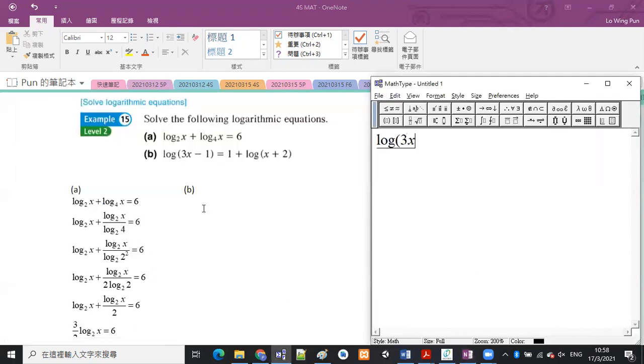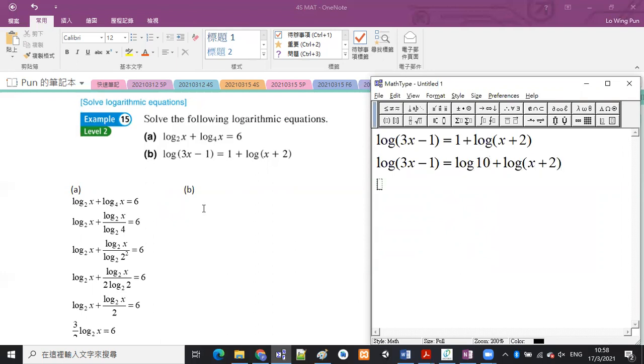Part B. So log 3x minus 1 is equal to 1 plus log x plus 2. Left hand side is ready, so don't change it. The right hand side is not ready. We have a pure number, no log here. So I'm going to change the 1 to be log 10 because there's no base here. It means that it is base 10.